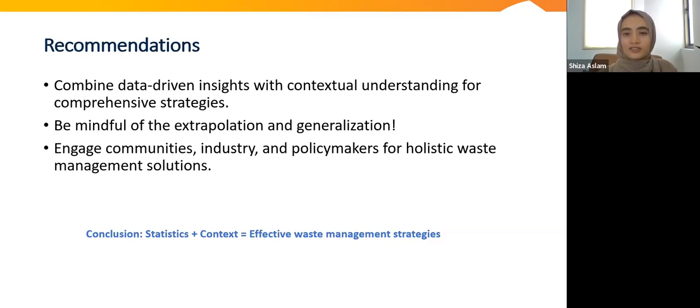In conclusion, I cannot stress enough that stats with context would lead to effective waste management strategies. One alone would be a barrier and may lead to significant economic, environmental and health impacts.